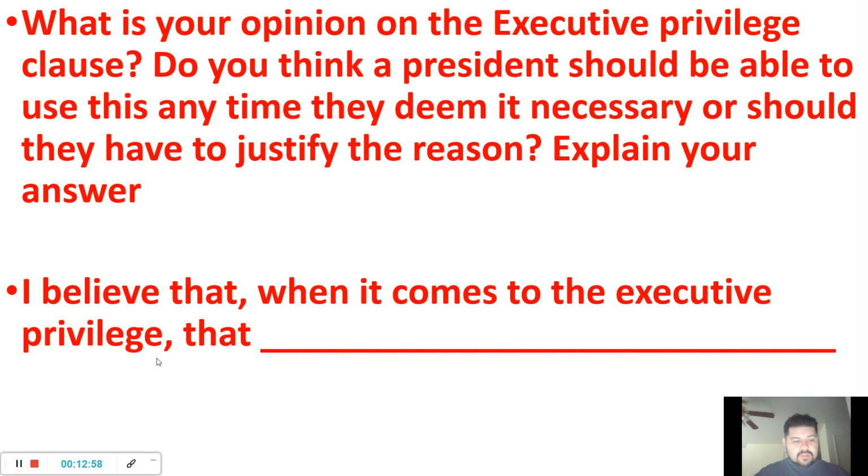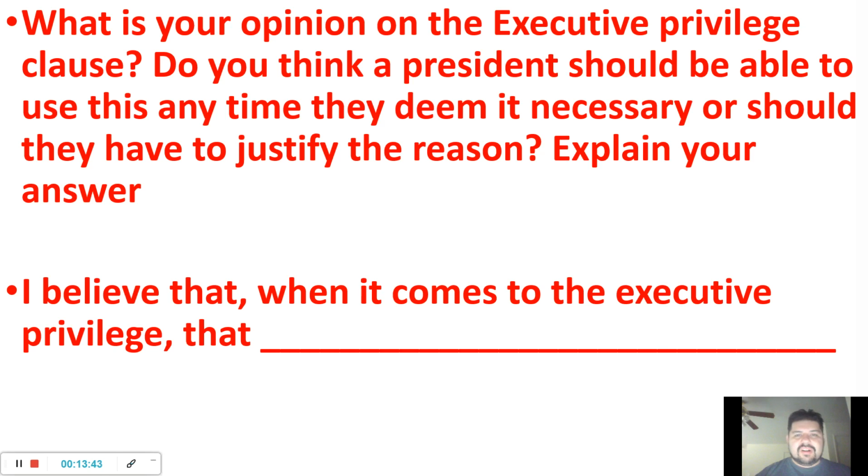All right. So here is your midpoint question. What is your opinion on the executive privilege clause? Okay. Now, again, take your prejudices or your love for any president, Trump, Obama, Clinton, Bush Jr., whomever. Take away that prejudice or that love, move it away, and think of any president with the executive privilege. Do you think this president should be able to use it anytime, or do you think they have to at least justify why they're not sharing the secret? At least give us a little something. What do you think? Okay, justify your answer, explain it.